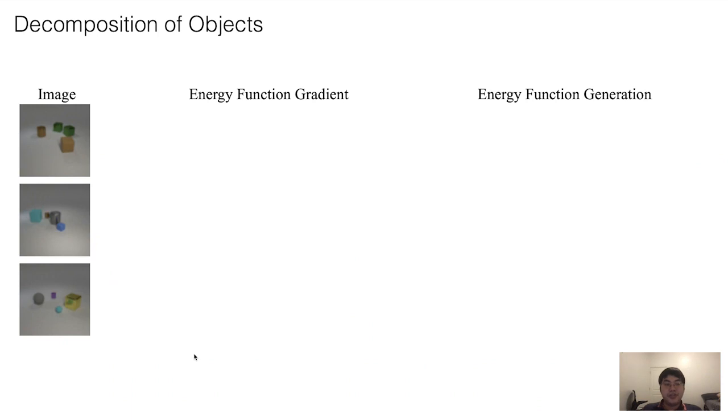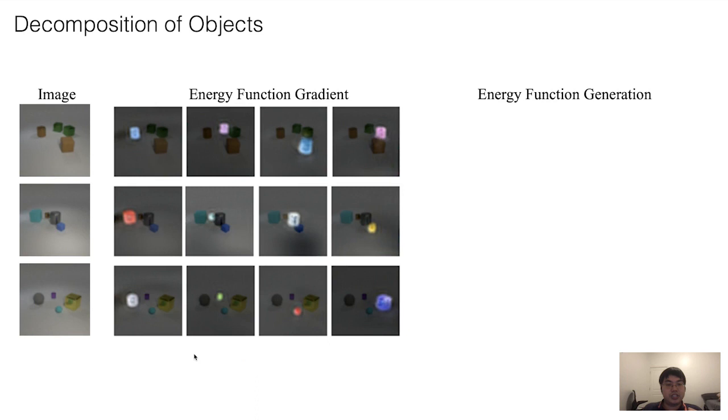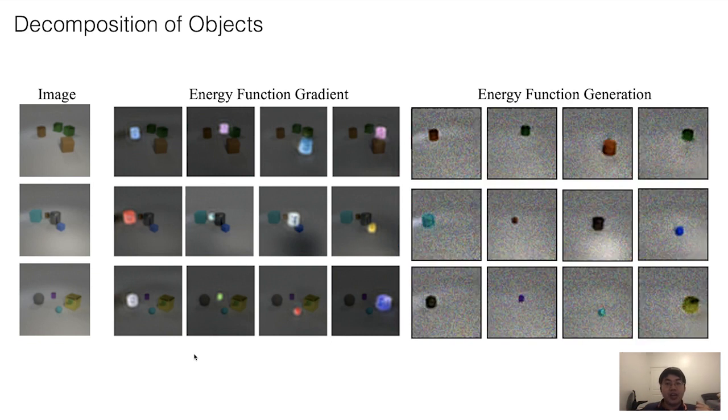We can do a similar visualization with cubes from CLEVR. Here, consider these three images. If we visualize the gradient of the energy function with respect to each input image, we find that this energy function pays special attention to the underlying objects in the scene. Likewise, if we optimize an energy function to generate an image, we find that each separate energy function corresponds to an individual cube in the scene.